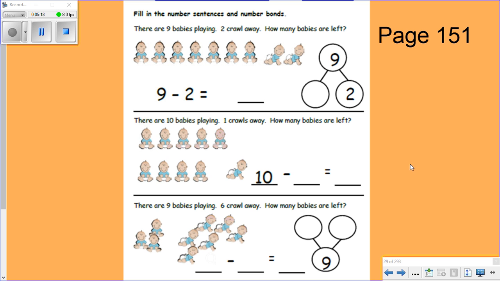Now you can turn to the page in your math workbook. It is page 151. We have some cute little babies on the page.